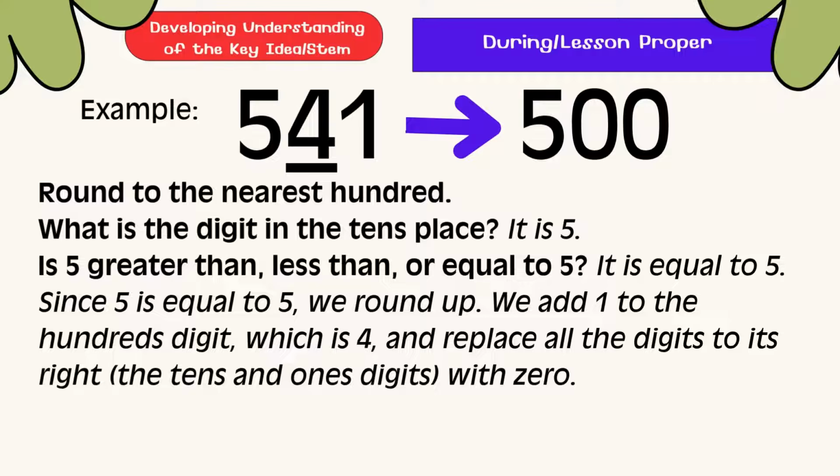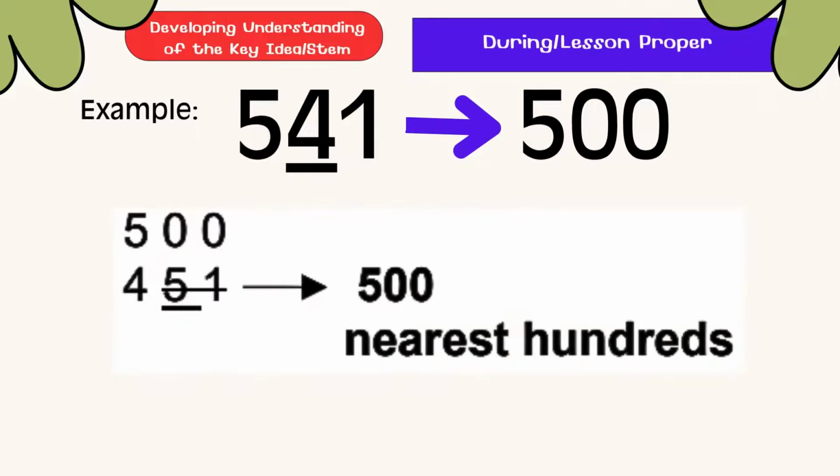We add 1 to the hundreds digit, which is 4, and replace all the digits to its right, the tens and the ones digits, with 0. So the answer for 541 rounding to its nearest hundreds is 500.